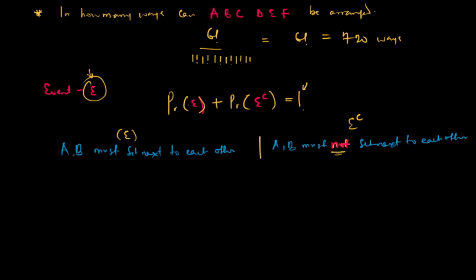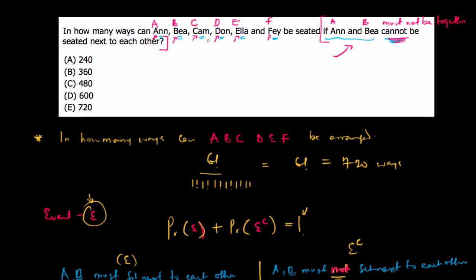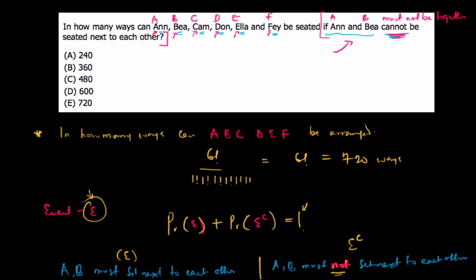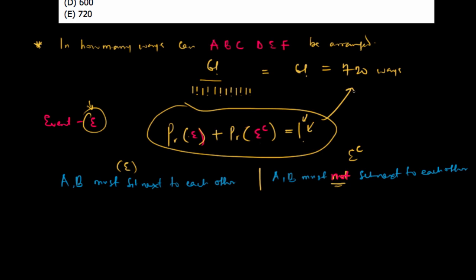So for the question we have here, we're told to find the number of ways such that AB must not sit next to each other. Now what we are going to do is, I'm going to use what I did here as a paradigm. So the probability 1 here simply implies when there is no restriction. Then E complement is when they must not sit next to each other. Then E is when they must sit next to each other.